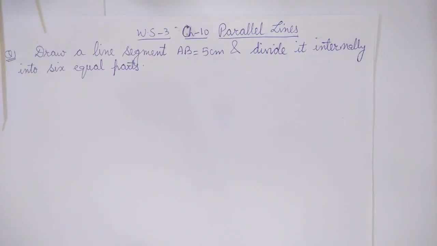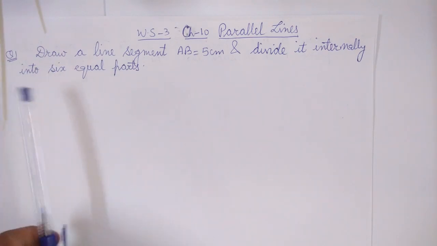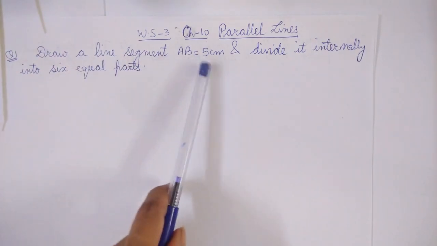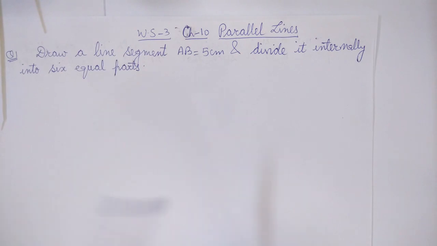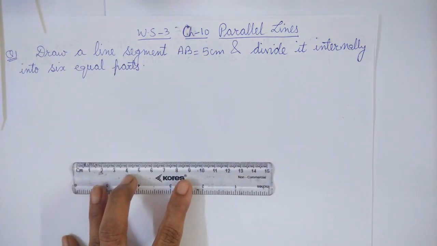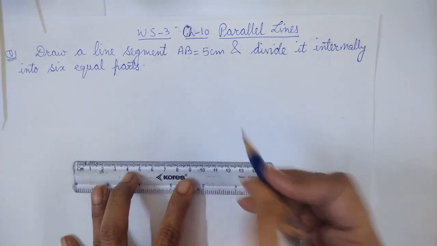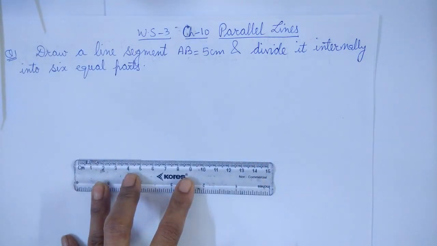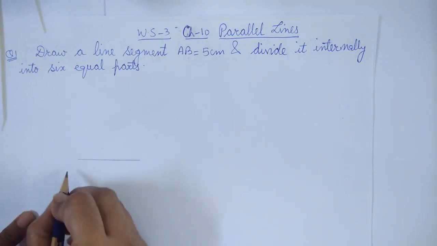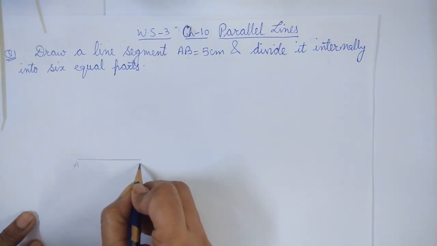In the first question, the question is, draw a line segment AB of 5 centimeter and divide it internally into 6 equal parts. Now, remember, whenever you do the questions related to construction, always use pencil along with the scale. So, first step, we will draw one line segment of given measurement, that is of 5 centimeter, and name this line segment as AB.